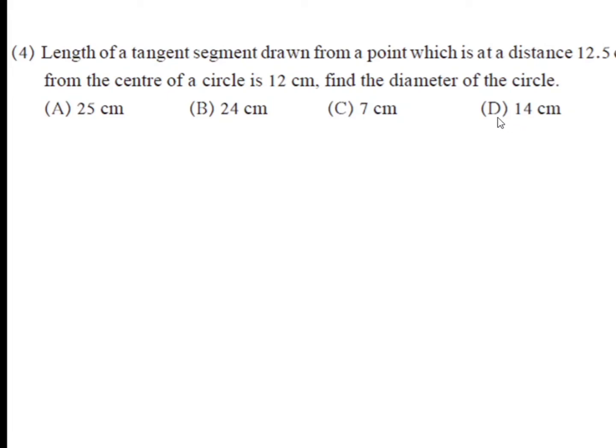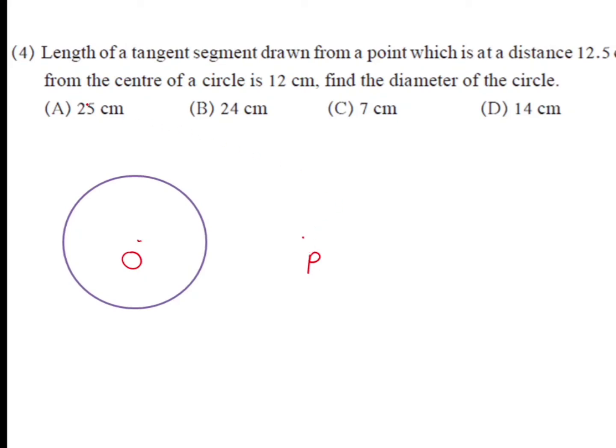Now to get the answer to this one, we have to draw a diagram first. So let us consider this circle with center O. Now it is given that there is a point outside the circle, as the length of the tangent segment drawn from a point is given. That means the point must be in the exterior of the circle. So let the point be P.